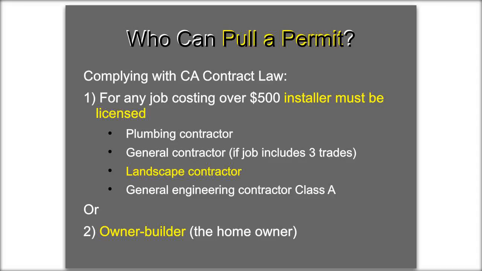And the last one is general engineering contractor, Class A. They also can get permits. So it could be any of these people or a combination of them depending on the job. And then also an owner-builder, the homeowner, they can pull a permit. Almost everywhere allows owner-builders to get their own permit, so you don't have to be licensed if you're building it in your own home for yourself.